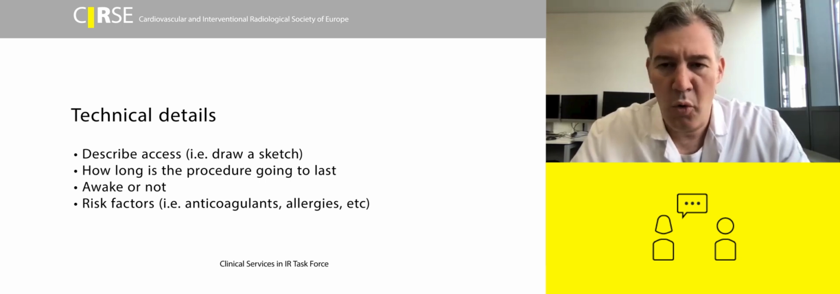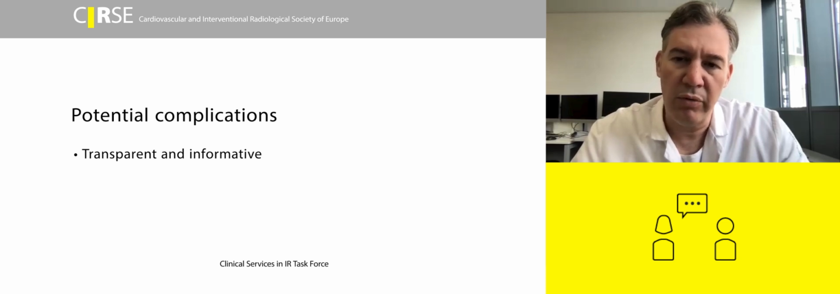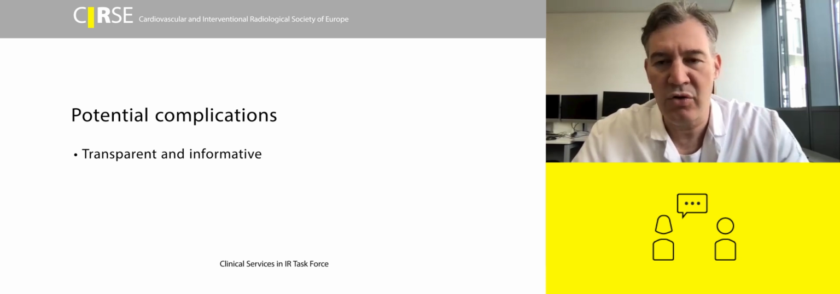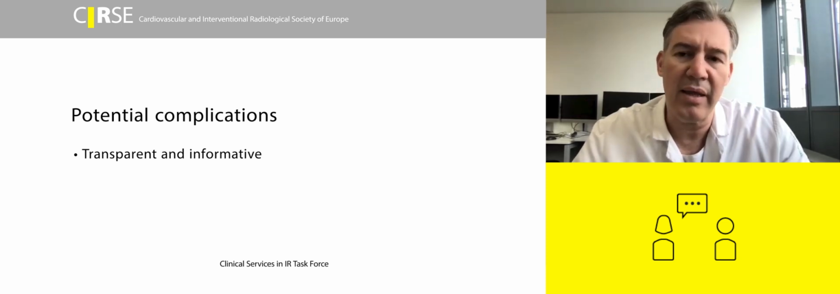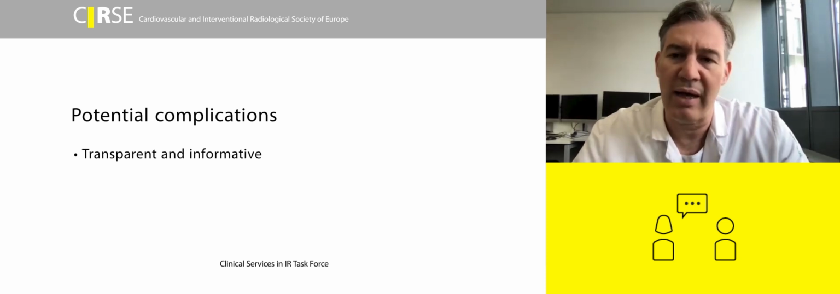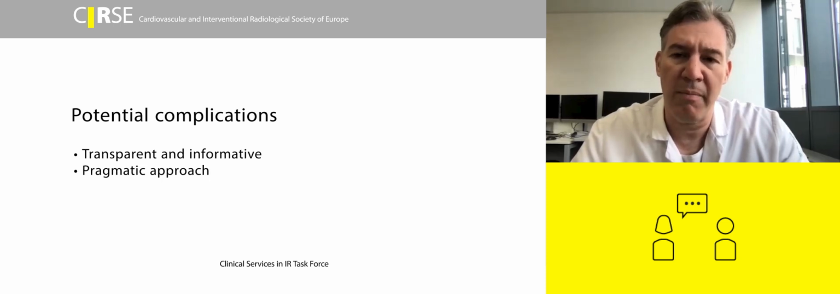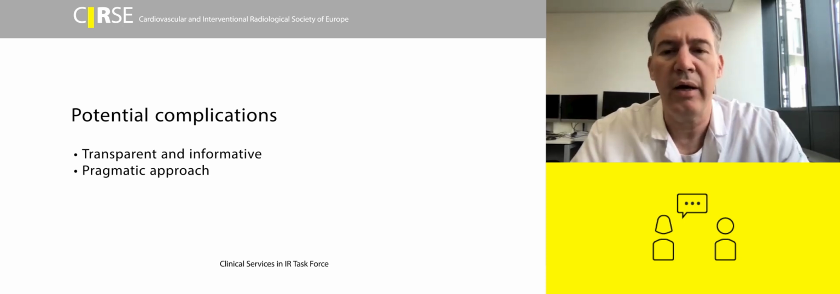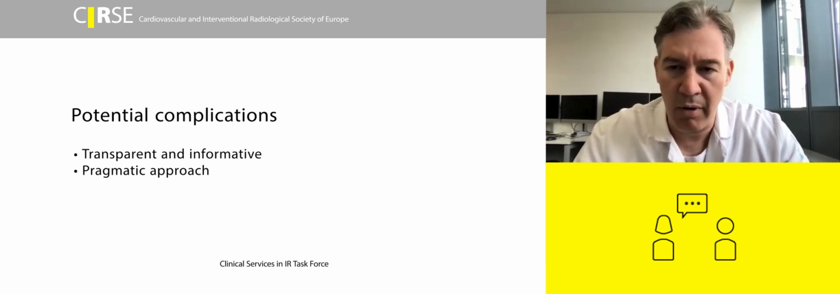And regarding potential complications, we should be very transparent and informative. Actually, we have to put things in the right dimension, because sometimes if we get referred patients from other physicians, then our procedures appear as maybe relatively simple, which they may not be in some cases. So we have to have a pragmatic approach to the potential complications that might occur, even if we're doing a simple thing like a lung biopsy, that might end up going wrong with several problems.